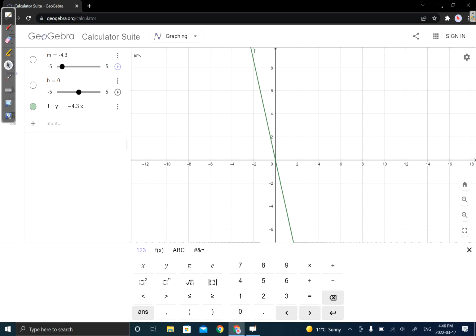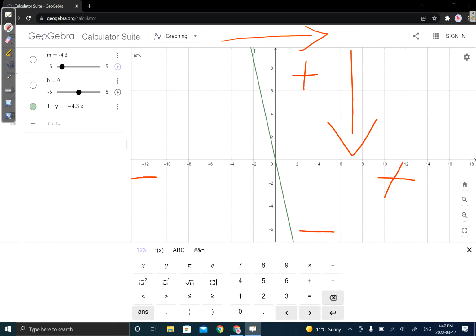So let me just stop it here. As you can see, when we are looking at our line from left to right, from the negative side to the positive side, we see that our line is going downward, from the positive side to the negative side. So that means our slope is going to be negative. As you can see here, the slope is negative. We write it down here.